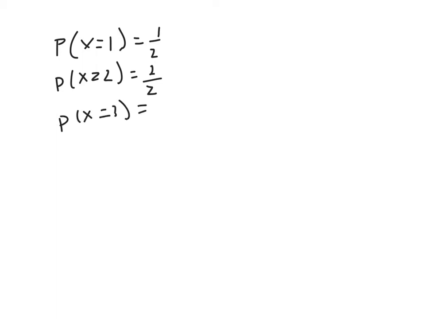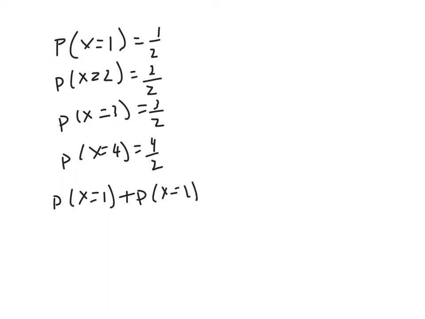Now number 3, we know the probability that x equals 1 is 1 over z. The probability that x equals 2 is 2 over z. The probability that x equals 3 is 3 over z. The probability that x equals 4 is 4 over z.